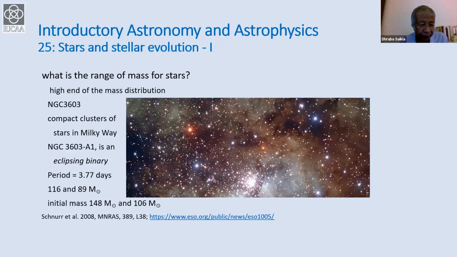Okay, and given the fact that these high mass stars have very strong stellar winds, the initial masses for these two stars in an eclipsing binary system have been estimated to be 150 and 106 solar masses. And as we say, these high mass stars are not going to live long.